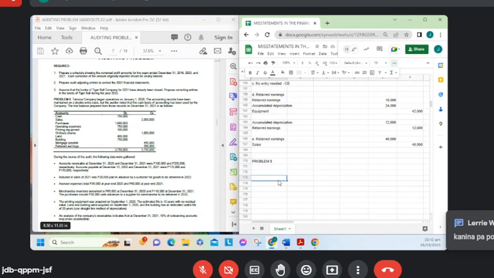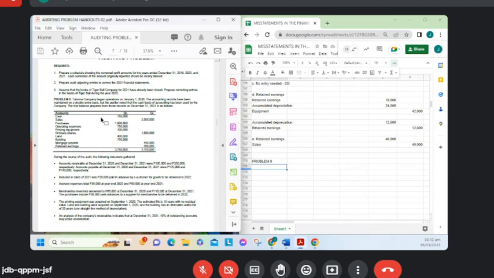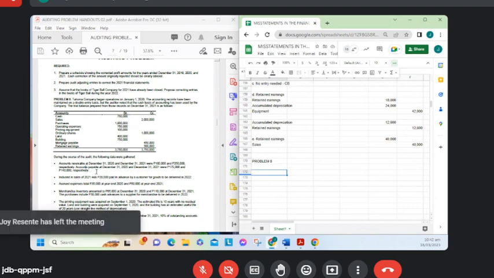All right. So you were provided with the following information about the items here in the trial balance. Number one, accounts receivable at December 31, 2020 and December 31, 2021 were 100,000 and 250,000 respectively. Accounts payable at December 31, 2020 and December 31, 2021 were 175,000 and 140,000 pesos respectively. So that's what it says here.